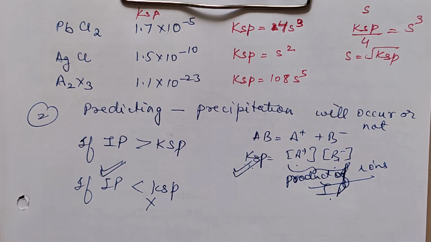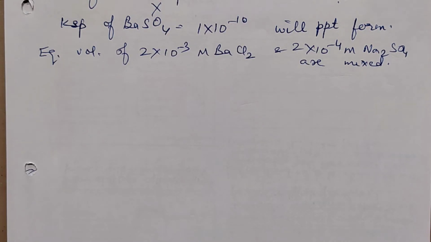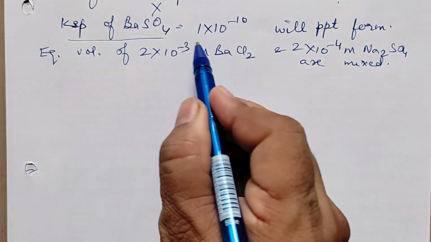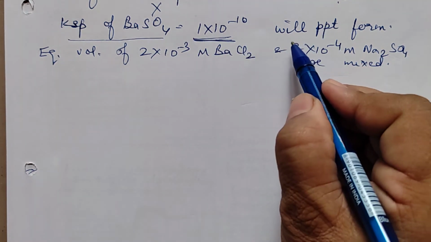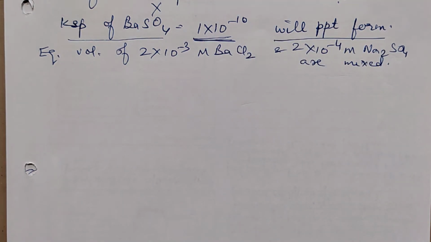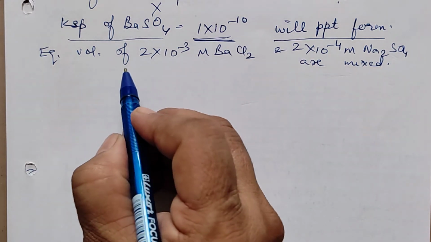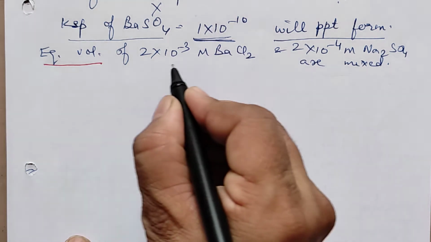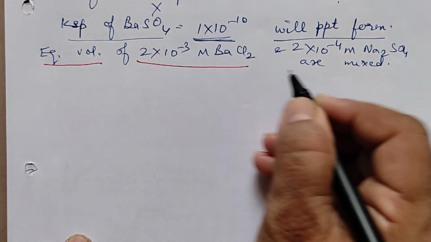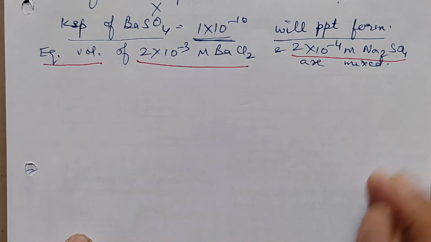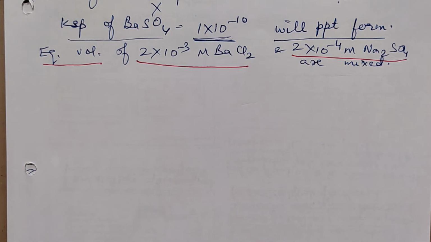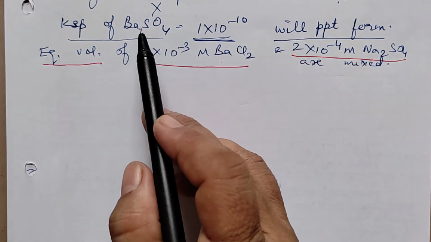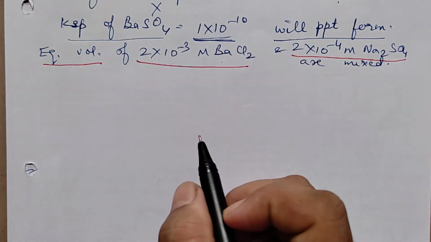Okay, let me take an example for it. Now suppose you have this question. The solubility product value for barium sulfate is given. The question is, will the precipitate be formed when you are mixing two things? Equal volumes of this much molar barium chloride and this much molar sodium sulfate we are mixing, where the precipitate is barium sulfate.